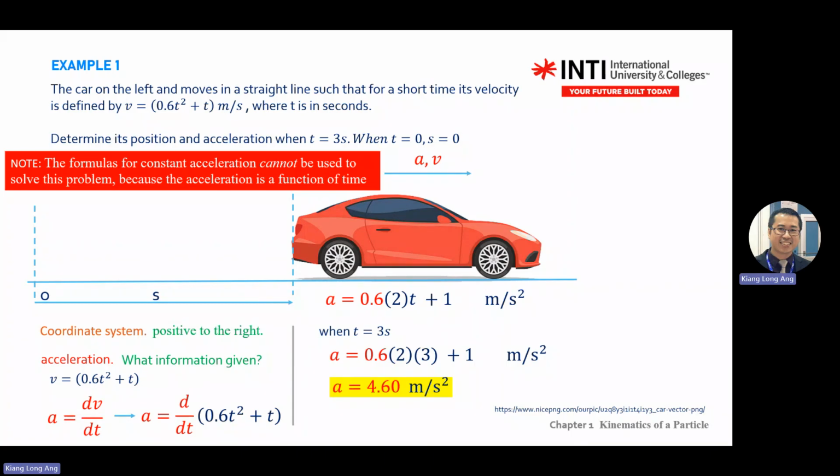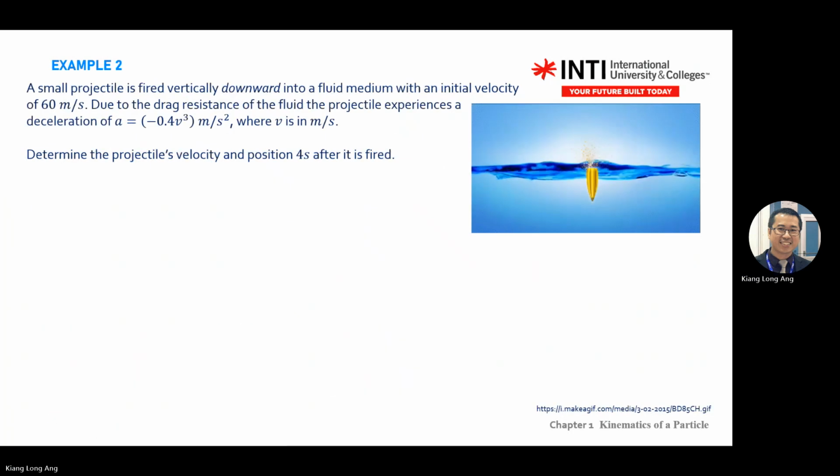Before the break, you went through example 1. You know that for this question you use a lot of integration and differentiation, and you have seen that the Newton equation of motion cannot be used because the acceleration here is not constant. Okay, let's look at the second example.